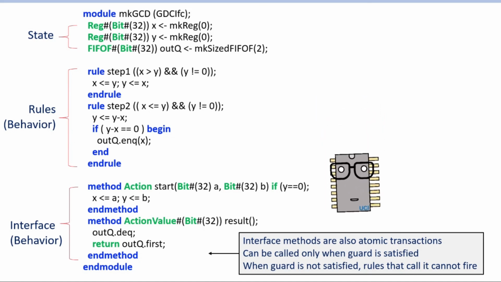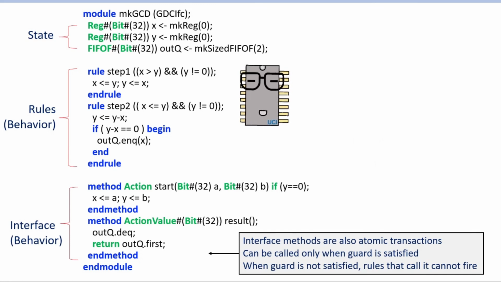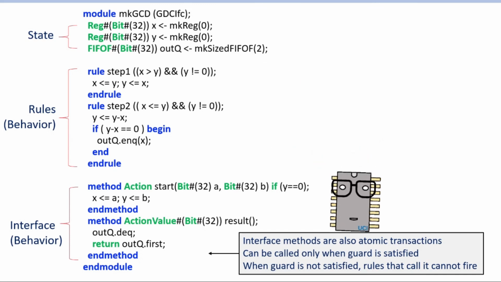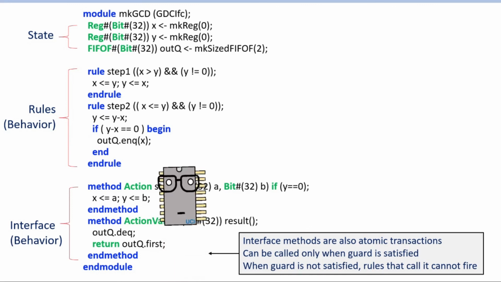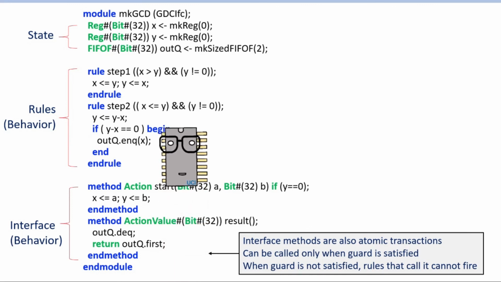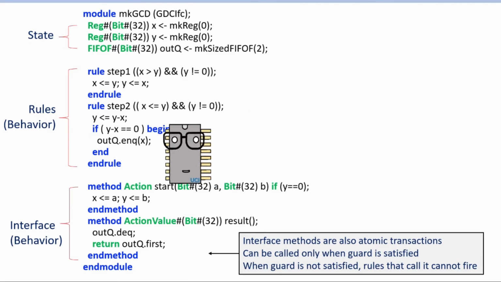The difference between rules and interface methods is that rules are kind of autonomous, so to speak. Whenever their guards are met, they just fire on their own. Methods need to be called from the outside world. So outqueue.dq is a method. outqueue.enqueue is a method, but it can't execute on its own. Another outside rule, for example, step 2, needs to call outqueue.enqueue to put some data in.